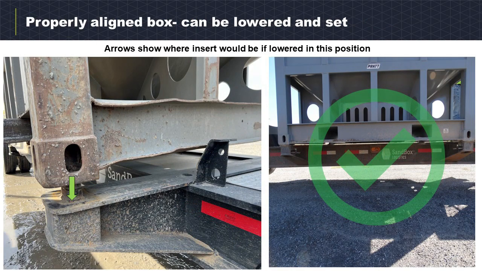Properly aligned box that can be lowered and set. This box on this slide is properly aligned with the bottom of the box. As you can see in the picture on the left, if this box would be lowered, the twist lock would insert into the holes. This is the correct position to lower the box. In the picture on the right, you can see the back side of the box, in which the twist locks were correctly inserted, and the forklift was able to pull away.